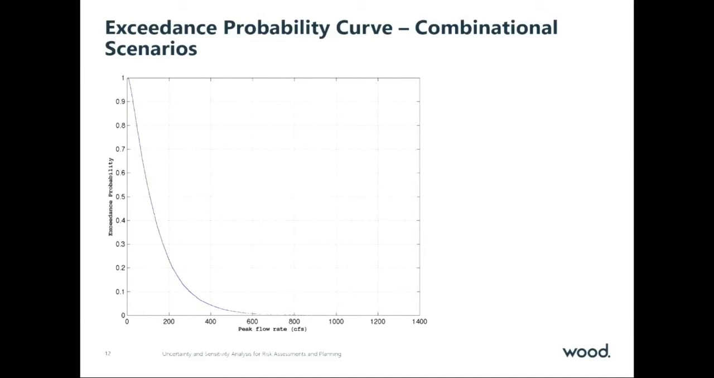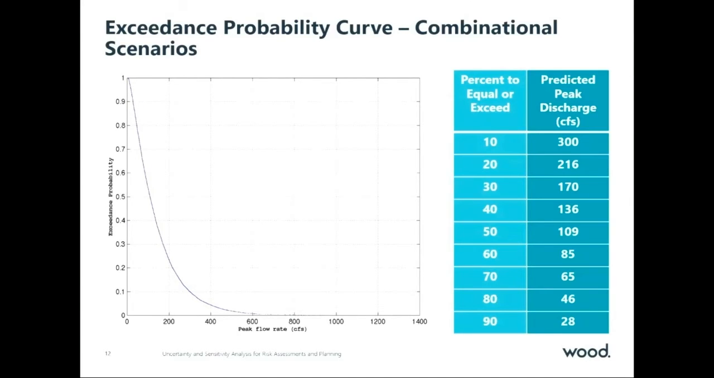So if I need to simplify this curve, I can have a table like this. So planners, engineers, everybody can read the data so easily. So here, for example, I have a 20% chance that the flow rate will be or exceed 216. I have 70% chance that the flow rate will be 65 or exceed 65. So all of the planners can have a probabilistic sense of the flow rate rather than one value only. So that's the exceedance probability curve of every model.